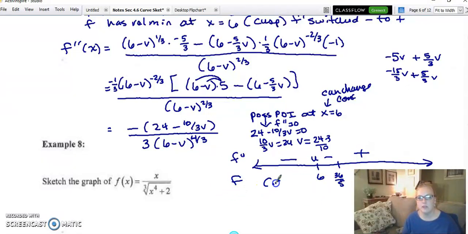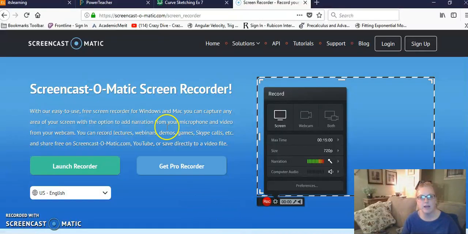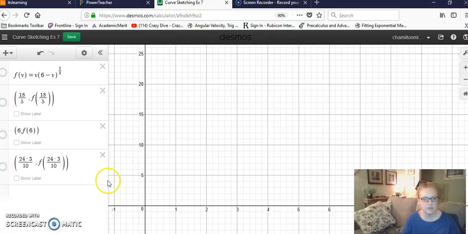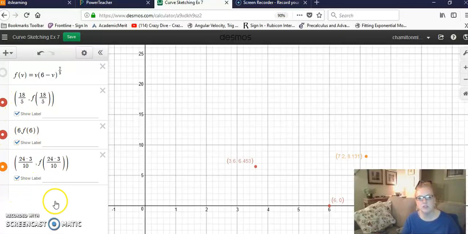So f is going to be concave down and then still down. Remember, that's a cusp, and then it's going to be up. And so taking a look, let's go to our actual graph over here. So this is example 7. And again, notice, I cheated just like that. I don't simplify, so I just put that in, and then there's the actual value, 7.2, 8.131. Here's your extrema. That's your cusp right there. And then here was another extrema, which was your relative max that you have.